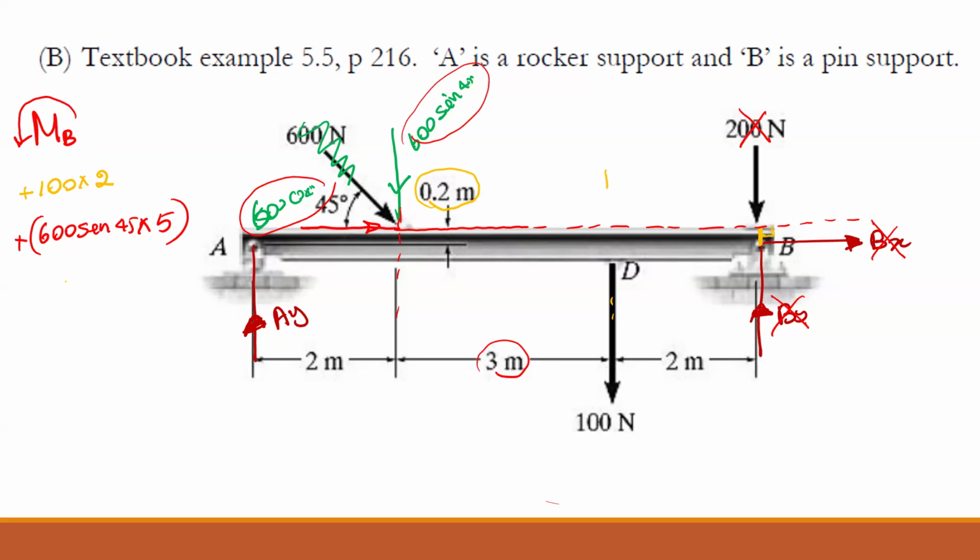So you can say this one is 600 cos 45 times 0.2. Is it making a clockwise or counterclockwise moment now? The arrow is in this direction, see? So if you draw a circle, it's going like this. So it's clockwise, so it is negative. Agree? Any question?